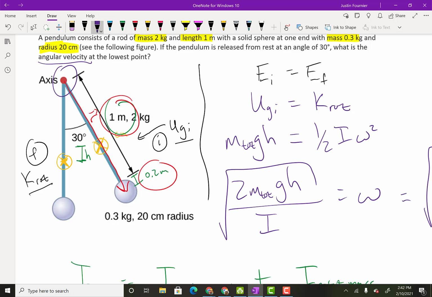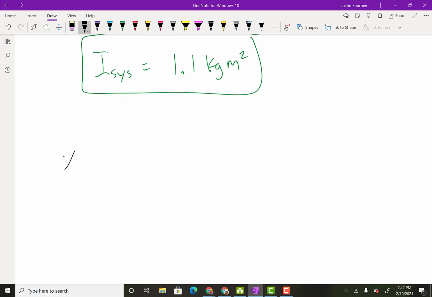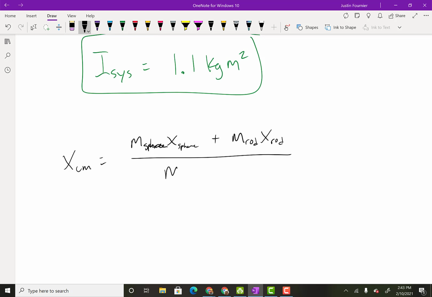So the length to the center of mass of this thing, well, I could use the center of mass equation, right? So the position of the center of mass of something is going to be equal to the mass of the sphere times the position of the sphere here, plus the mass of the rod times the position of the center of mass of the rod, divided by the total mass.